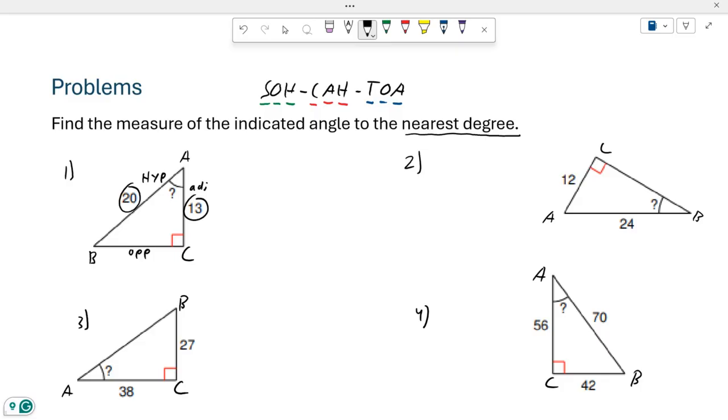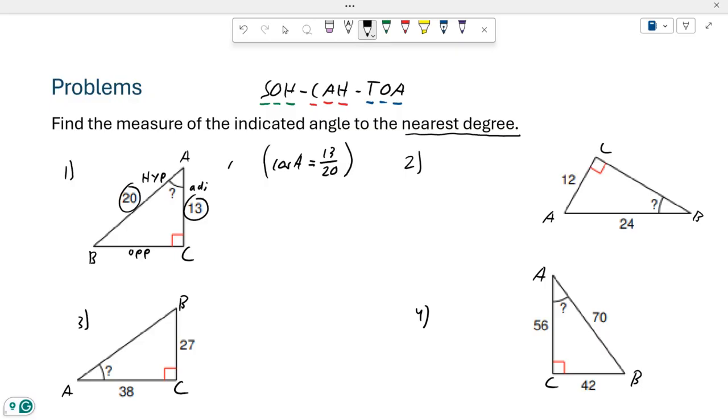So let's use cosine. My initial equation is that the cosine of my angle, which is A, is adjacent over hypotenuse. That's just the definition of cosine in a right triangle. Now I want to get A by itself, just like I do whenever I'm solving a linear equation or a quadratic equation. I want to get my unknown value by itself. The only thing preventing A from being by itself right now is the cosine function. So I want to get rid of it, and I get rid of it by using its inverse.